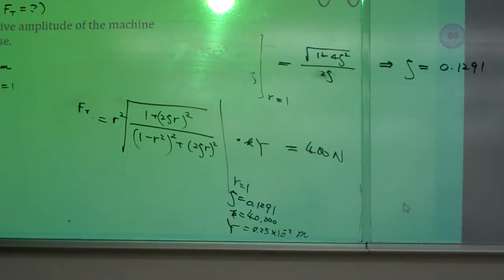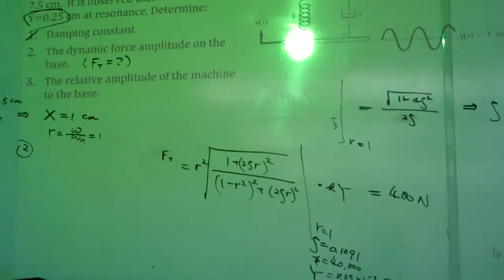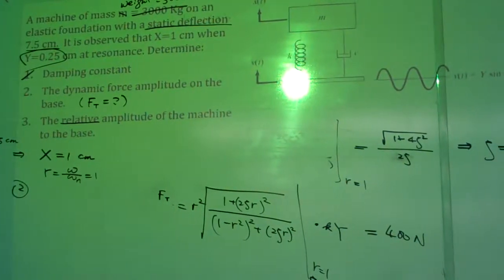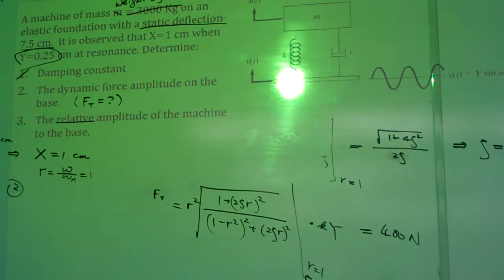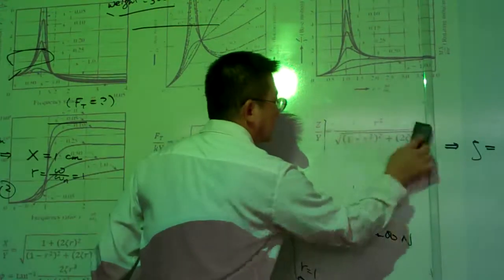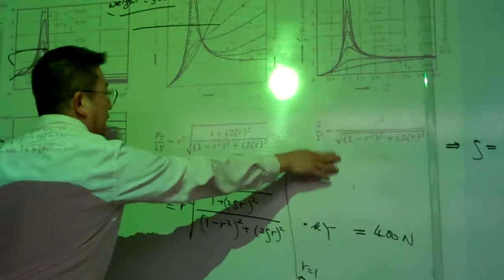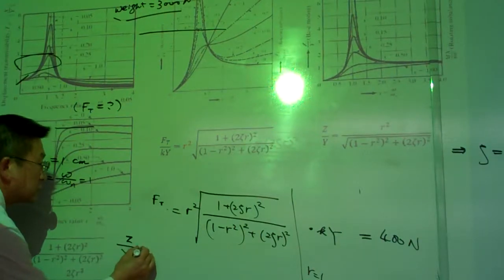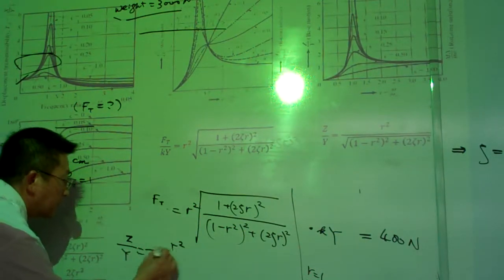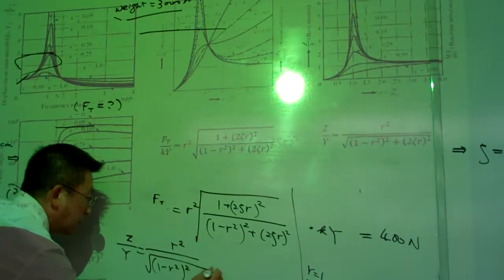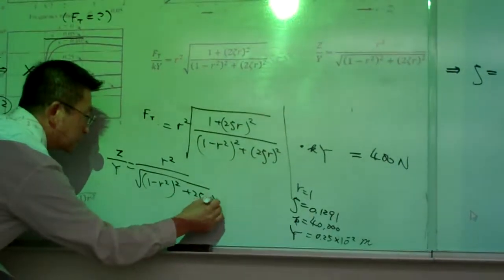And the third one, relative amplitude. So basically for the relative amplitude, again we go back to the previous page. I'm going to adopt this one here. Okay, so let me copy that information. So for the third one, relative displacement equals r squared over the square root of (1 minus r squared) squared plus (2 zeta r) squared.